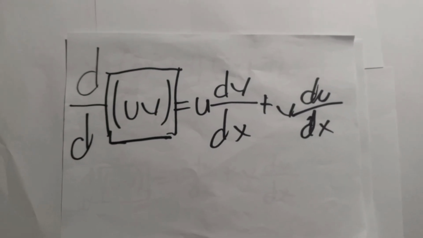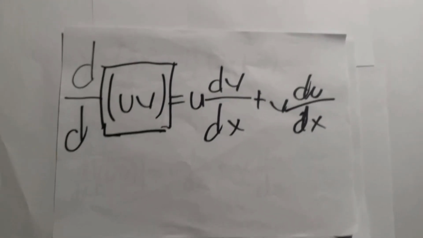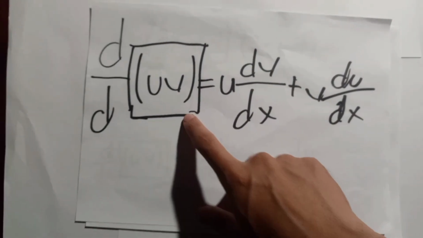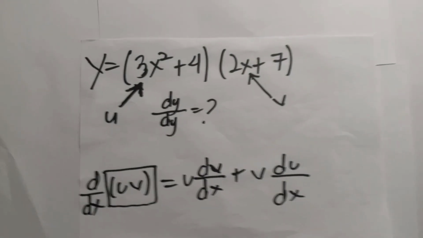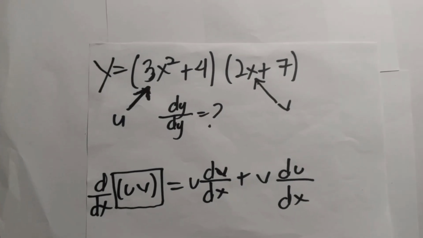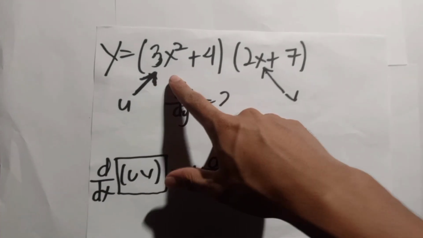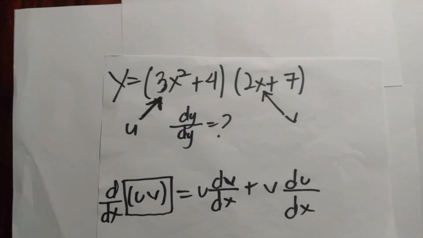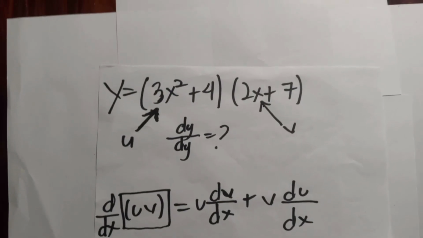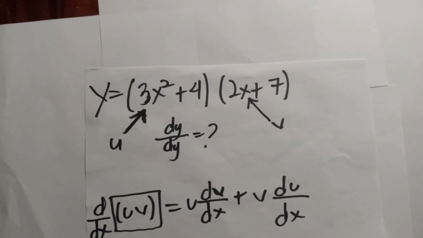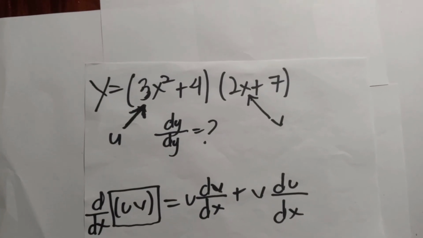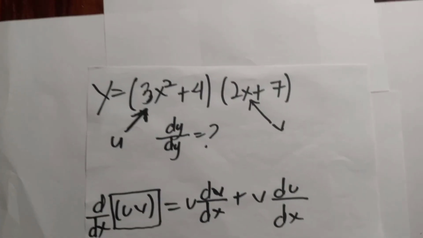Notice it, we let the parts of the function be u and v. We let 3x squared plus 4 become u, and 2x plus 7 become v.